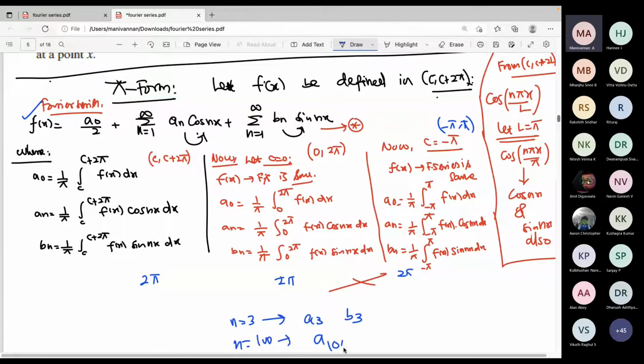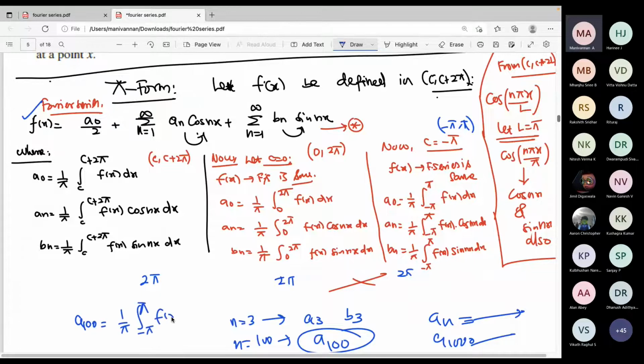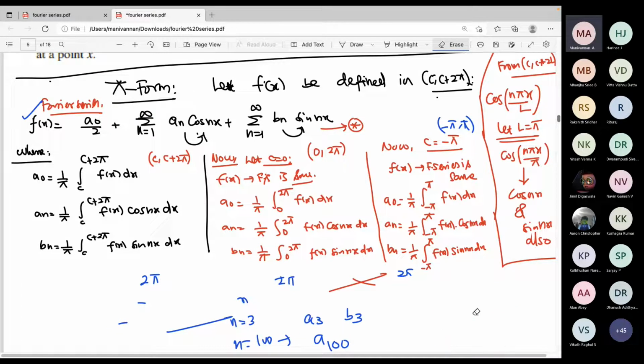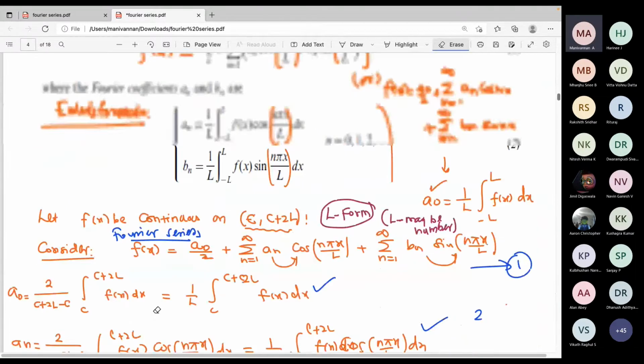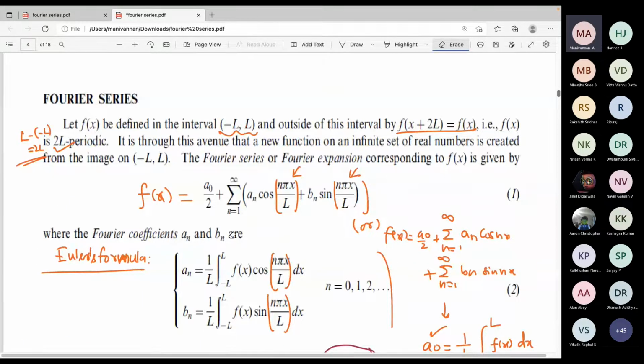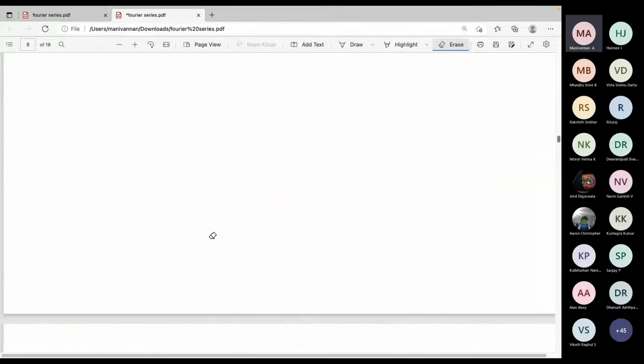Generally we need to compute this an. With a100 we are able to get it: it is 1 by pi, integral from minus pi to pi of f of x cos 100x, and we compute that. Did you get the point? How are we computing these Fourier coefficients? This a0, an, bn is a generalization of all the Fourier coefficients. n means any number you can assign. So that's a general Fourier series.